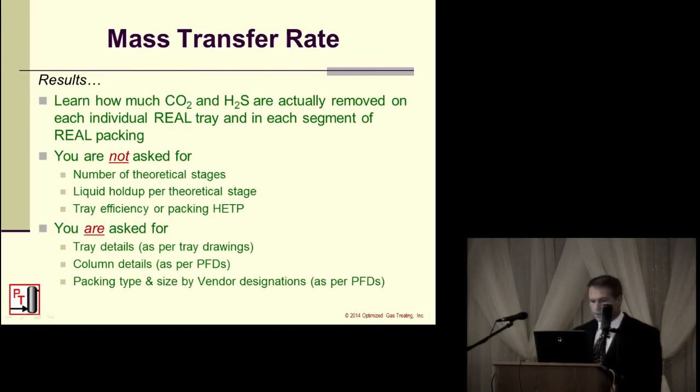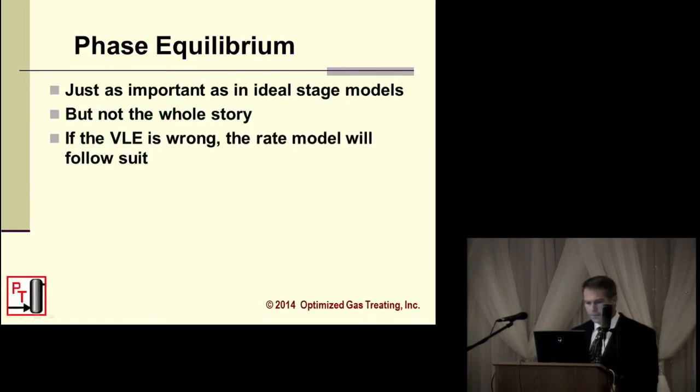And as I mentioned, what you are asked for are the real details in your plant. So no shortcuts are being taken. You're able to model the plant as it really is. And I've got a brief example here to show you just how that can be advantageous.